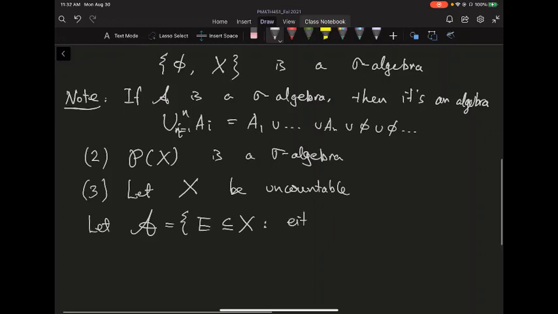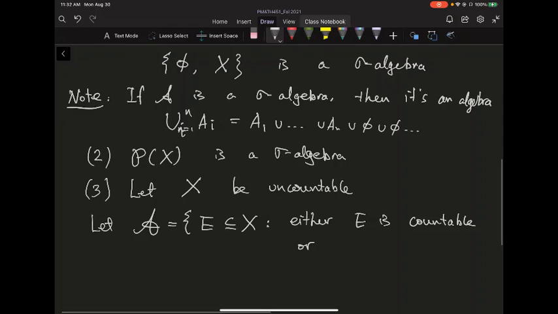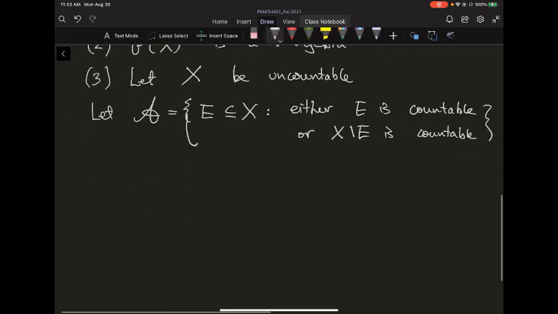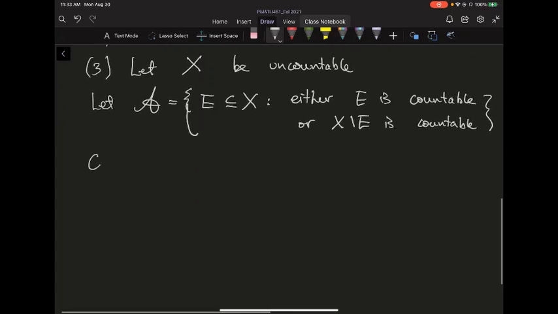Either E is countable, or the complement of E, so I use this notation, X take away E, is countable. So I define a collection of sets to be the following. It contains all the countable subsets of X, and it contains all the sets whose complement is countable. Sometimes we call these the co-countable sets. But anyway, let A be this collection of sets. My claim is that A is a sigma algebra.